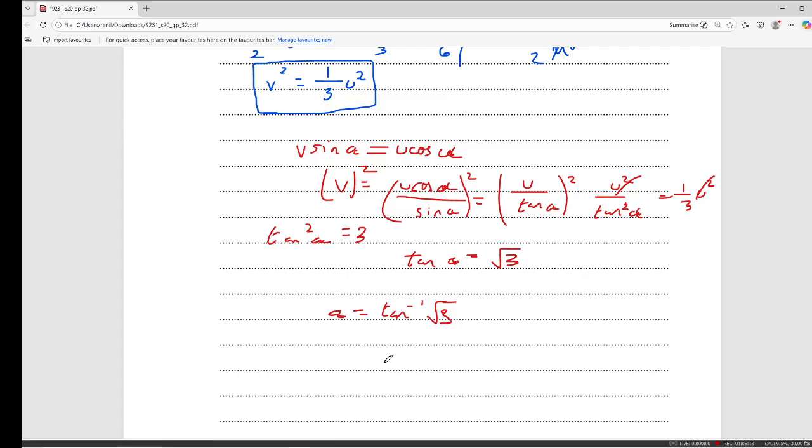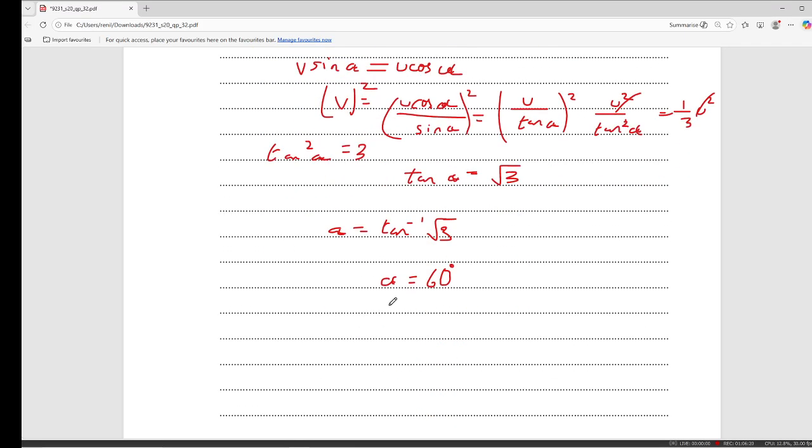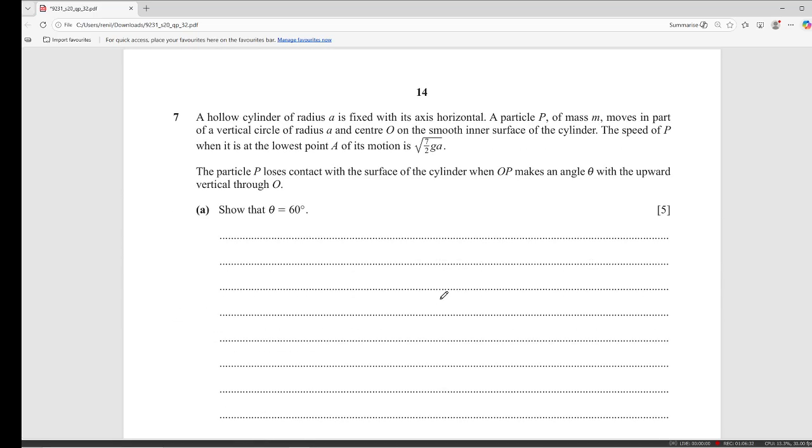That means that alpha equals 60 degrees, and e equals 1 by tan square alpha. 1 by tan square alpha is 1 by 3. So it's just 1 by 3 equals 1 by 3. Alpha equals 60 degrees. That's momentum.